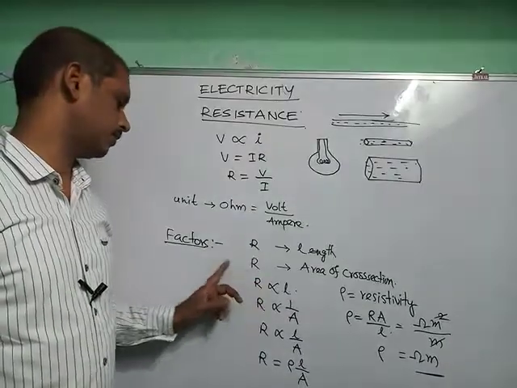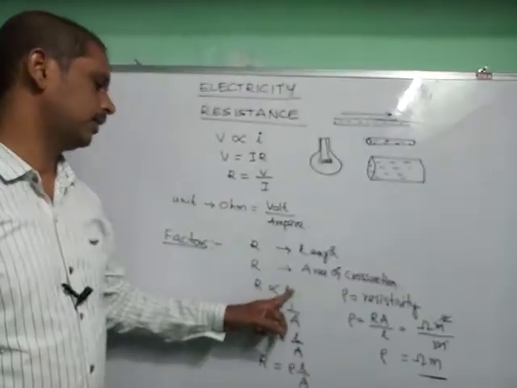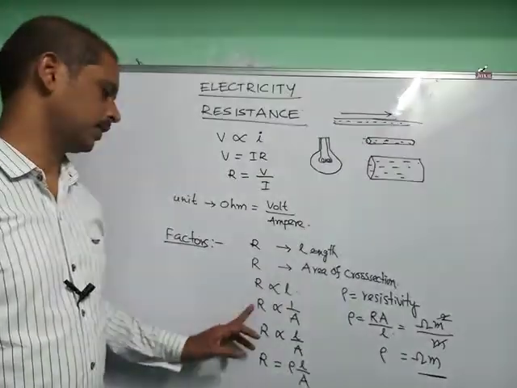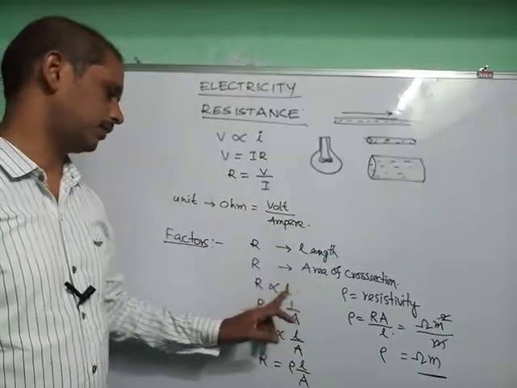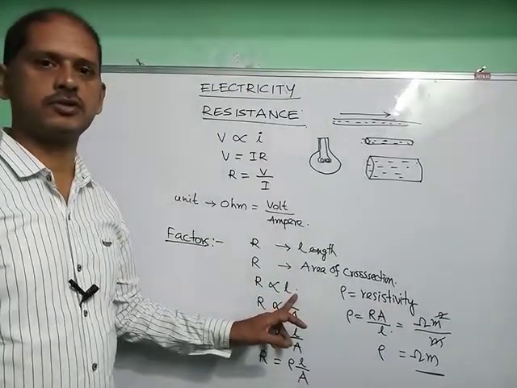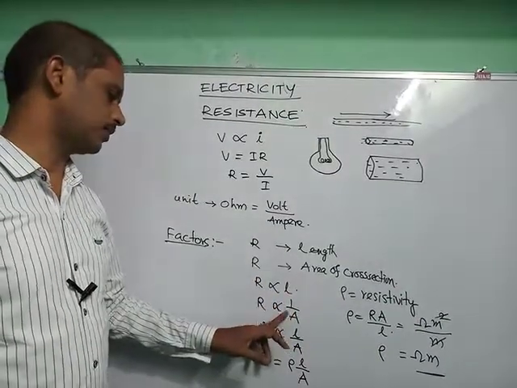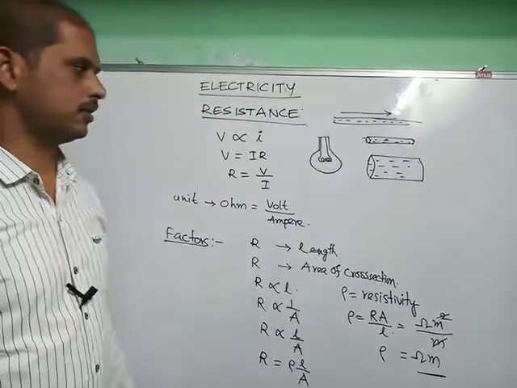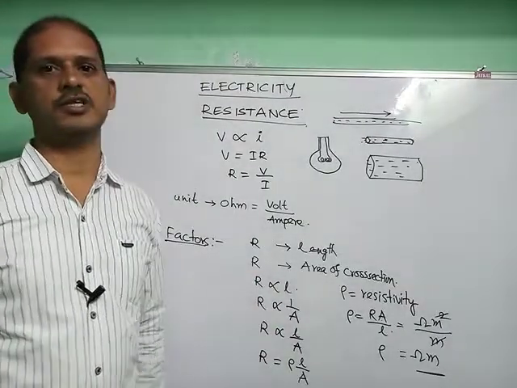What are the factors? First one is length. Length and resistance are directly proportional to each other, and area of cross section and resistance are inversely proportional to each other. So this is the concept regarding resistance of the conductor.